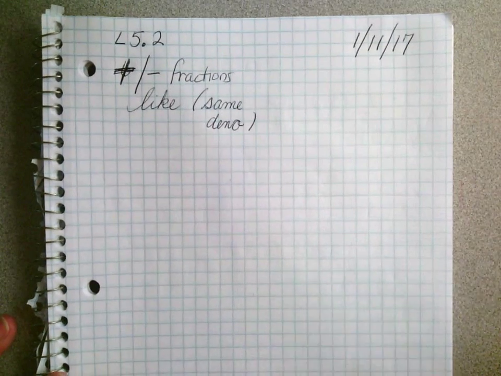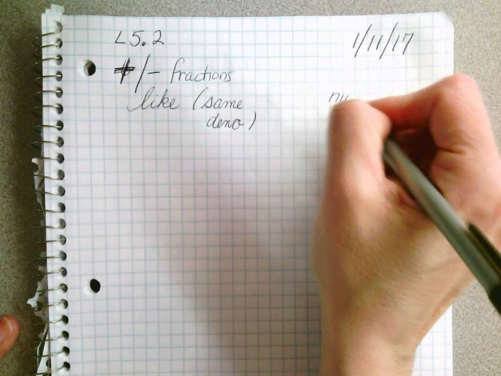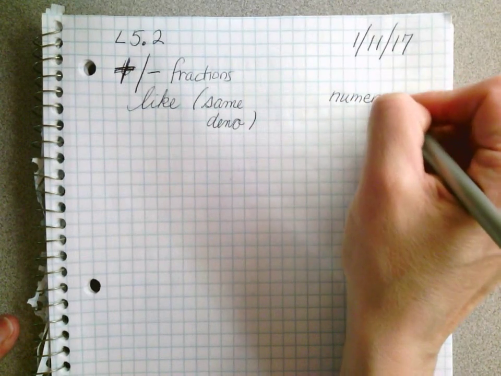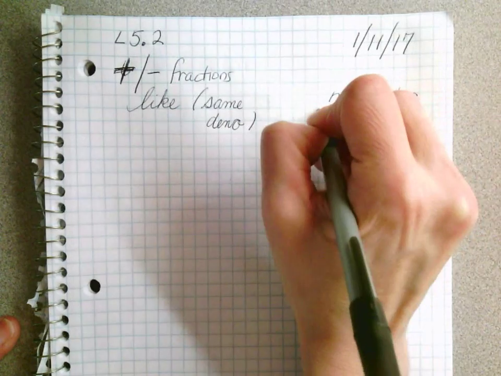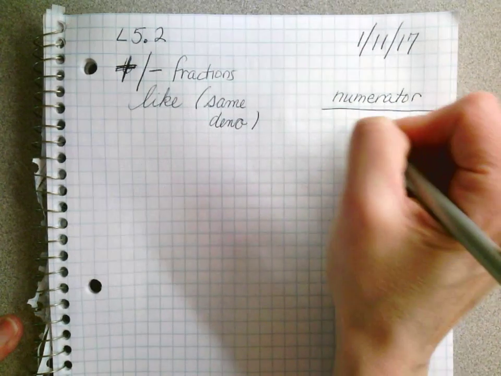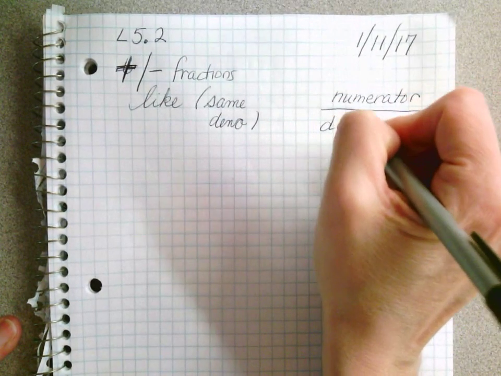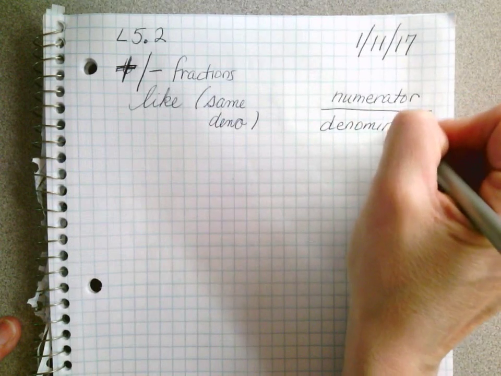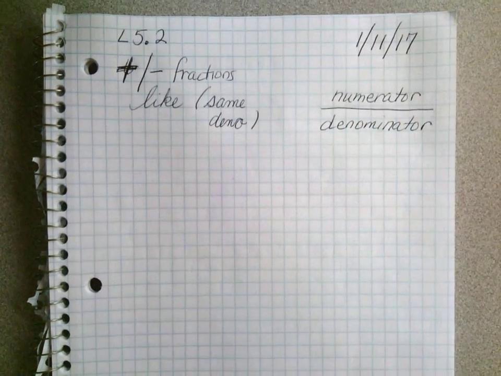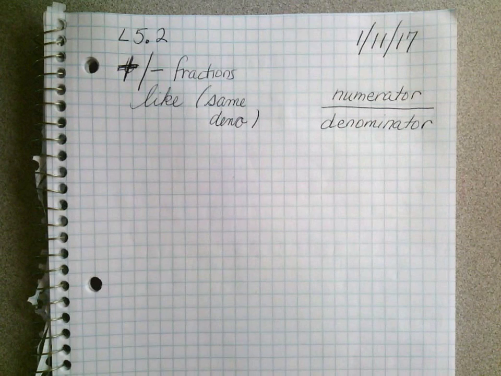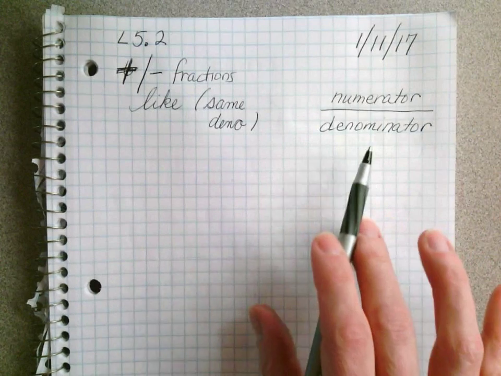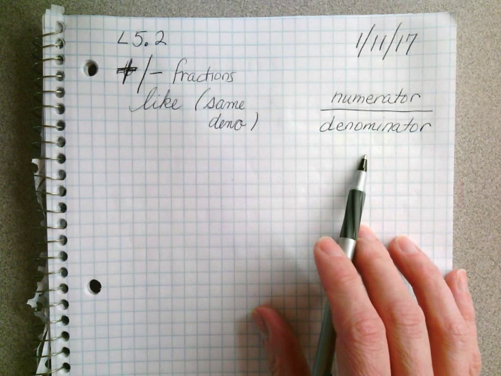Denominator. And just for the sake of argument, I'll throw this at your 4th grade style. The top component is the numerator. The bottom component is the denominator. Okay, adding and subtracting like fractions means that they have the same denominator. Okay?